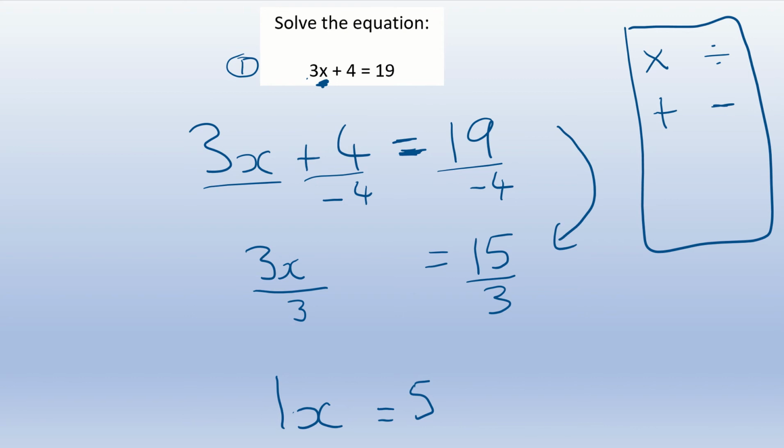Now, just an important note: 1x is the exact same thing as x, but sometimes you won't see the 1 written down beside it, because just for simplicity's sake, x is a lot easier to write than 1x. So those two things are the same.